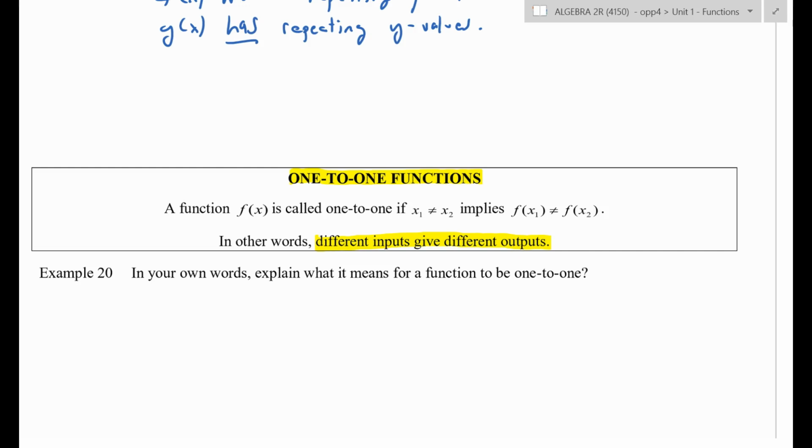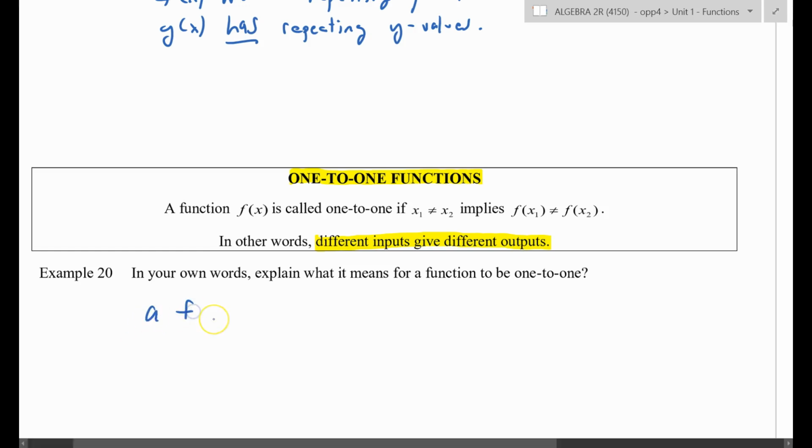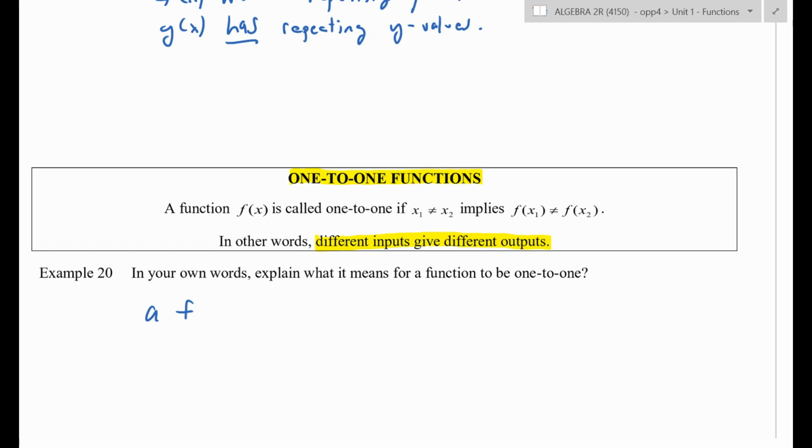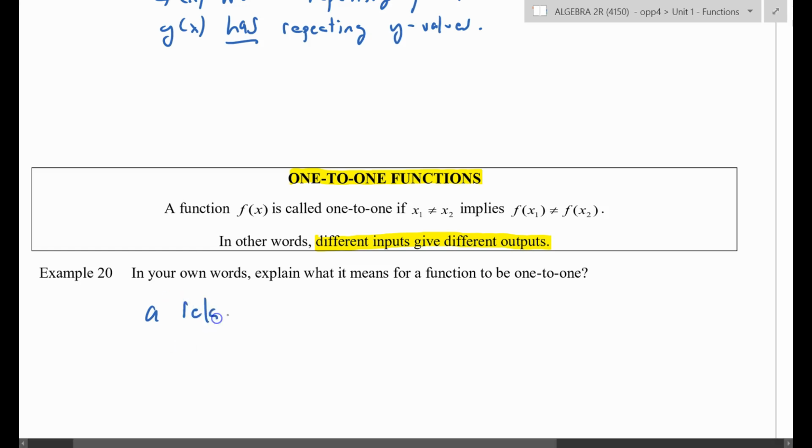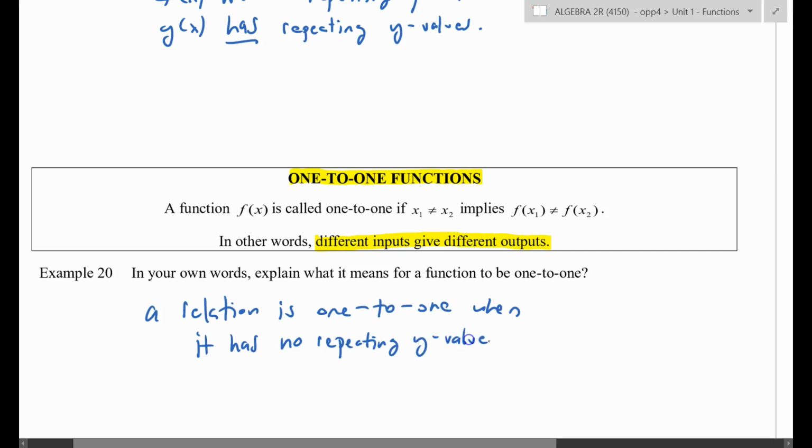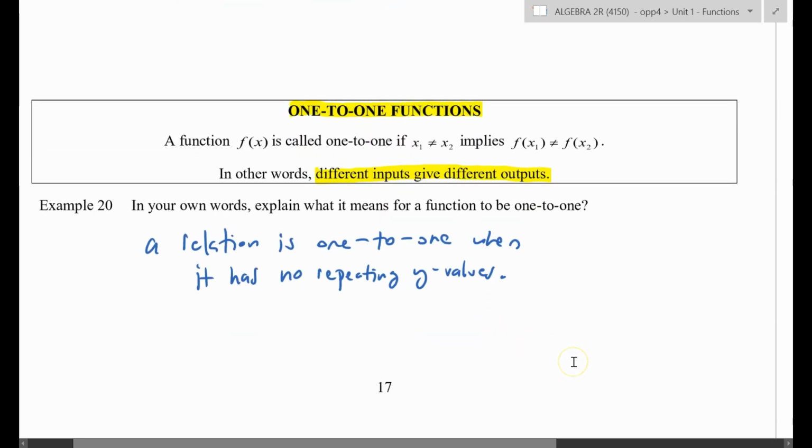Let's write that down. A function, actually I don't want to use the word function. A relation is one-to-one when it has no repeating y values. Okay?